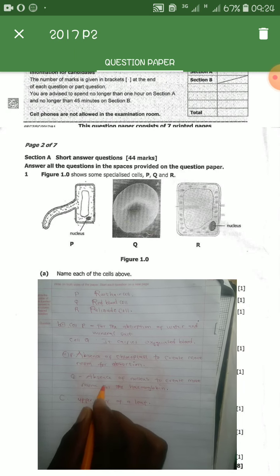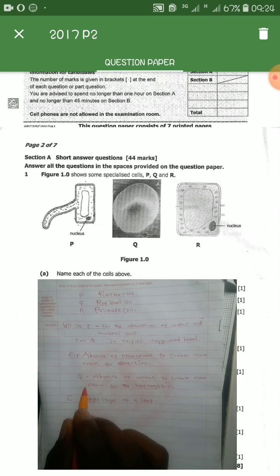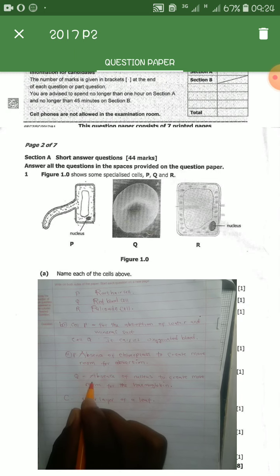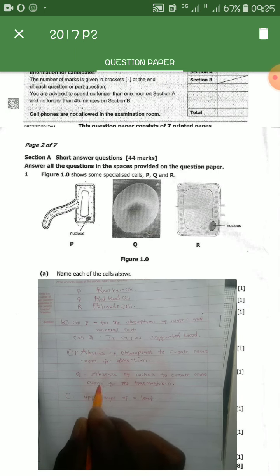So my dear students, this was just a question from 2017 paper 2, question 1 on cells. We are still going to look at many examination papers concerning what you have learned on cells.